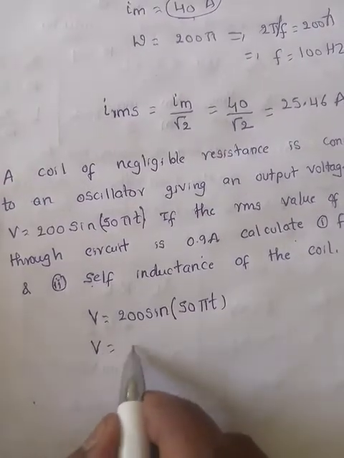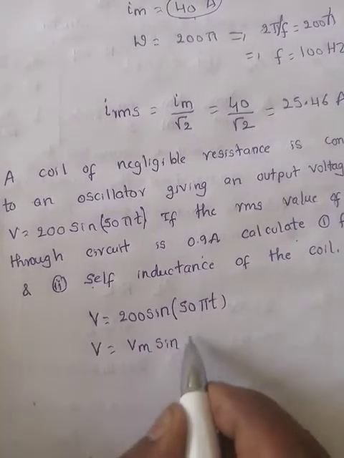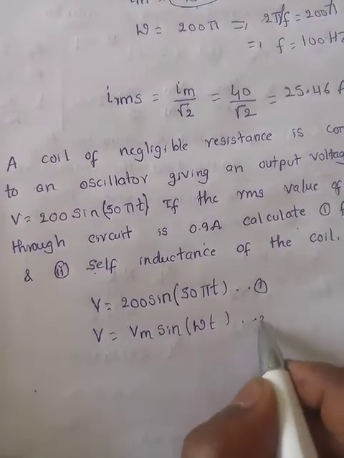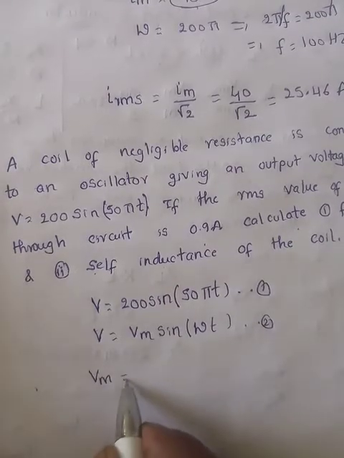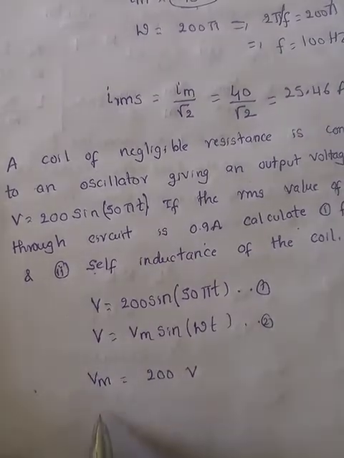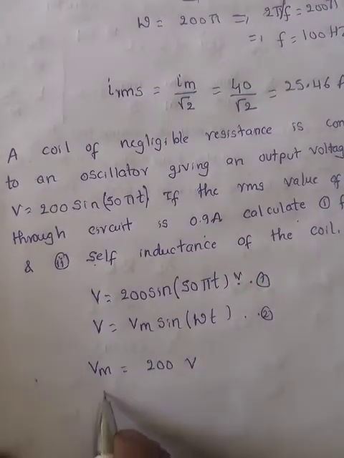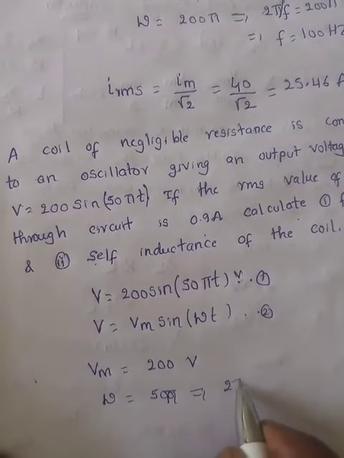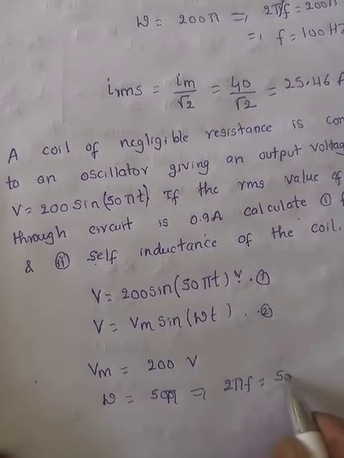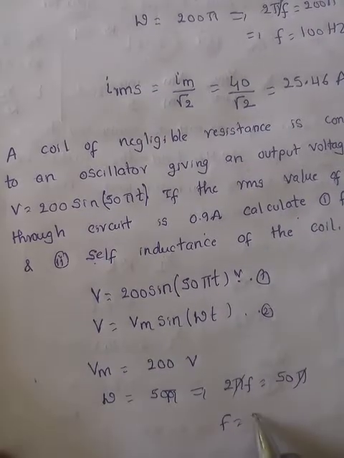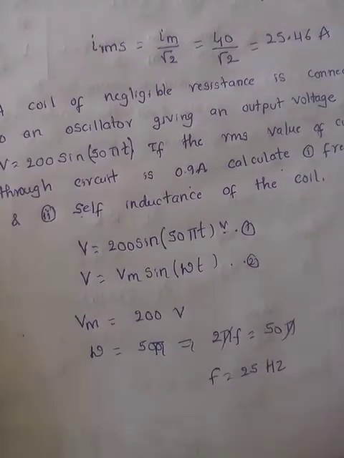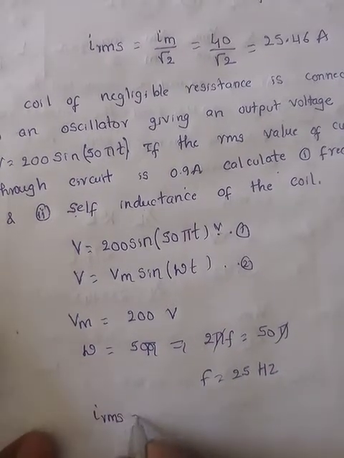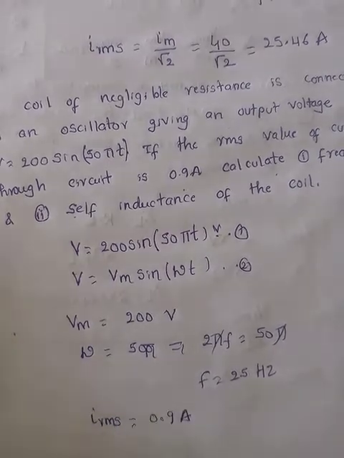What is the standard equation we have? V is equal to Vm sine omega t. Comparing 1 and 2, Vm is equal to 200 volts. Omega is equal to 50 pi, that implies 2 pi f is equal to 50 pi. Pi cancels. F is equal to 25 hertz. Then they also gave Irms, which is equal to 0.9 amperes.